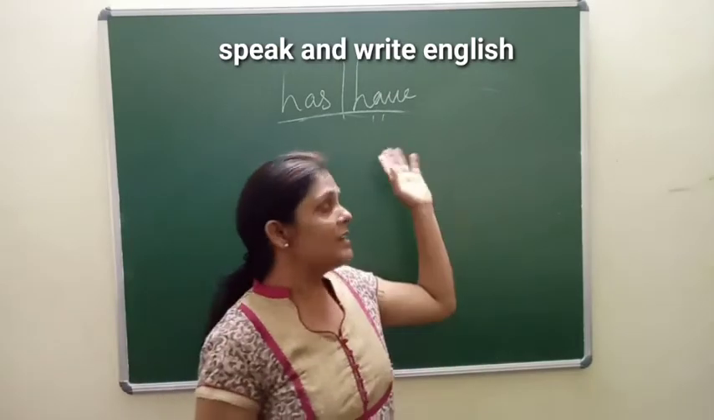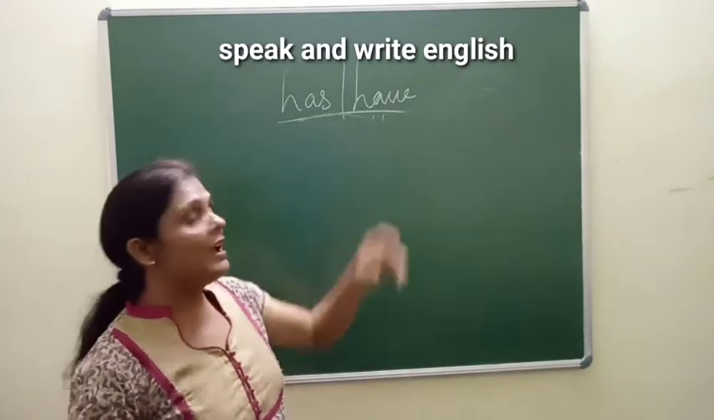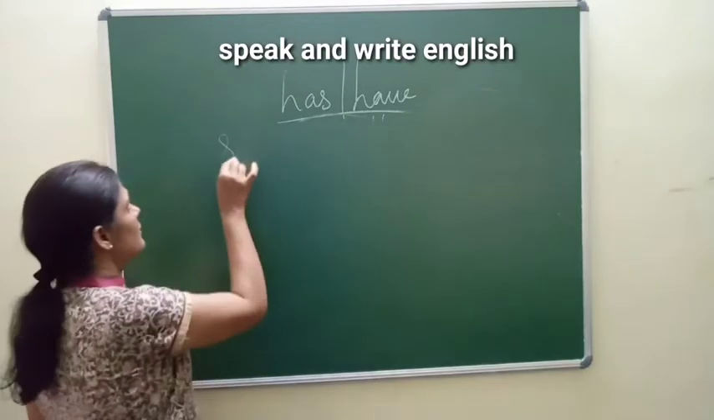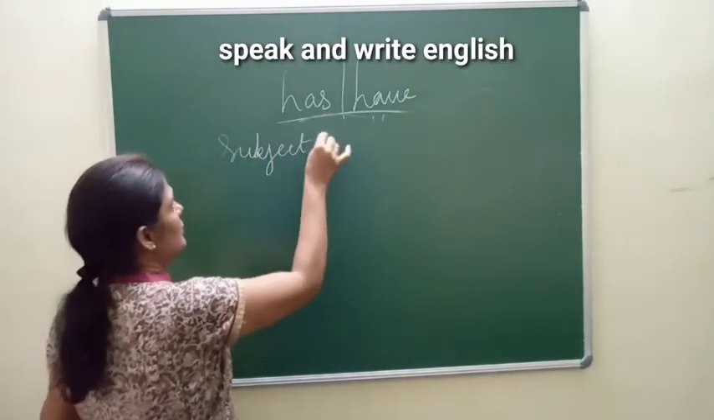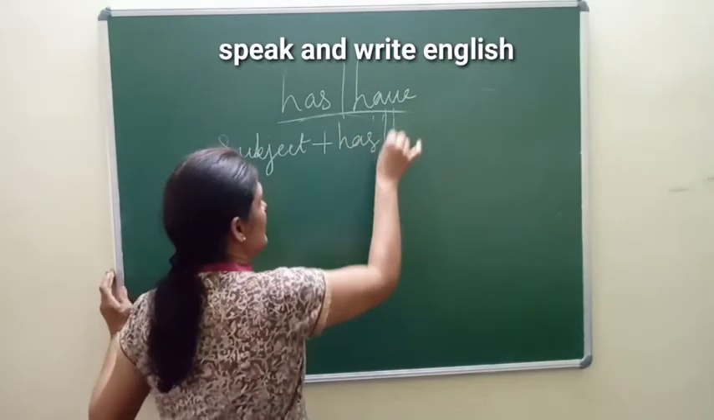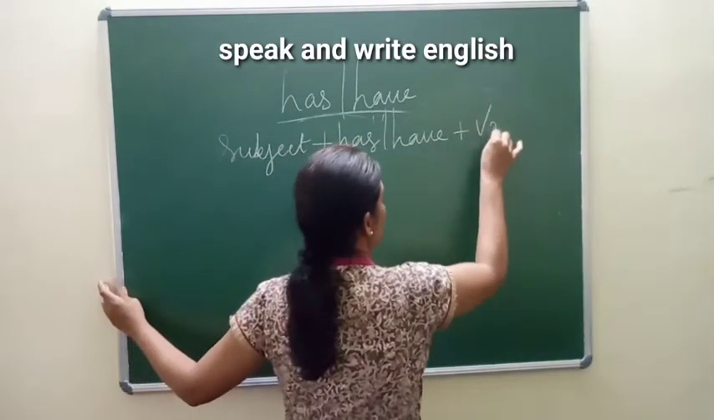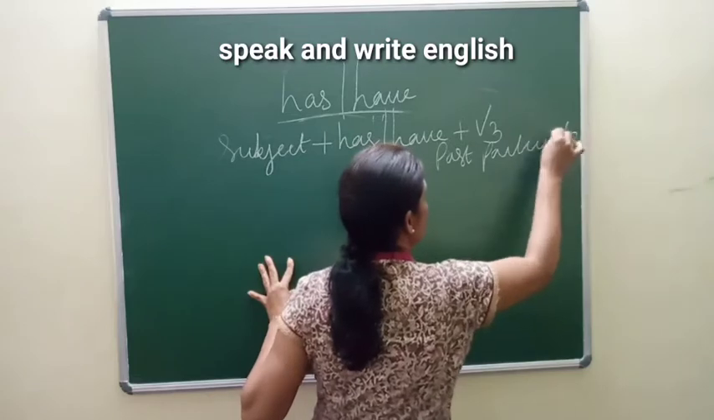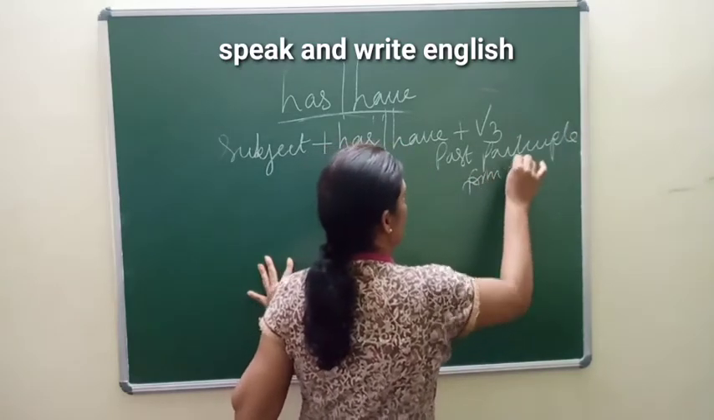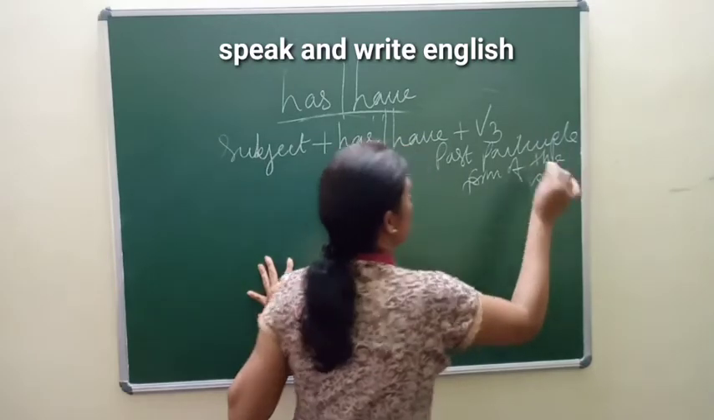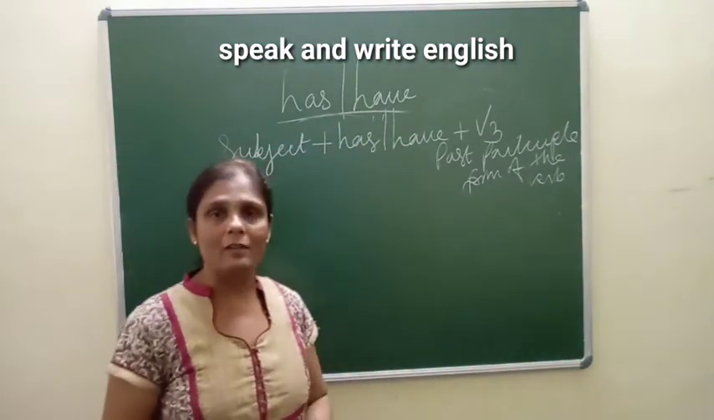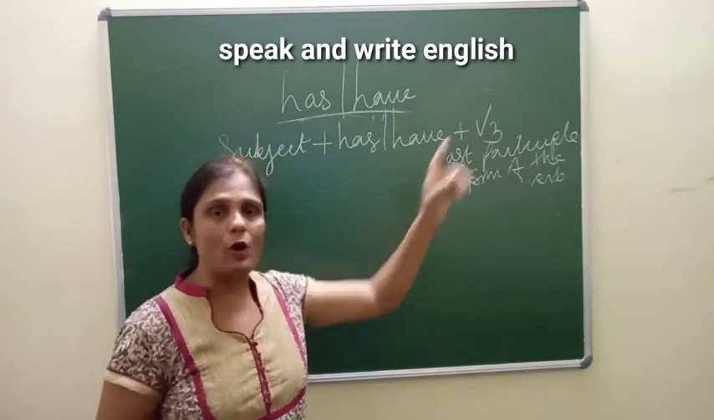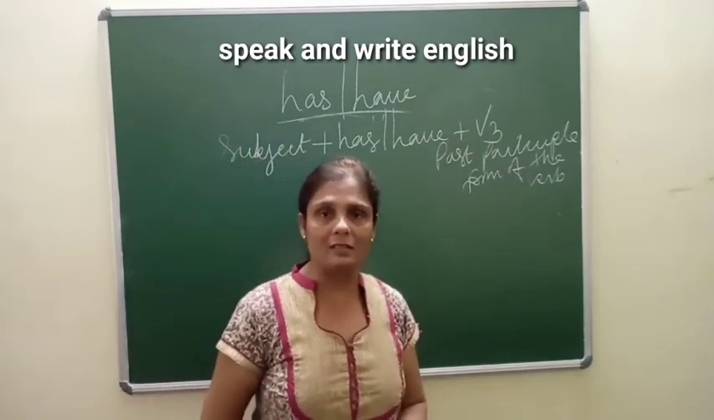When the words has and have act as a helping verb in a sentence, the structure of the sentence will be subject plus has, have plus V3. That is the past participle form of the verb. So, when the words has and have are acting as a helping verb in a sentence, the main verb which follows it should be in the past participle form.